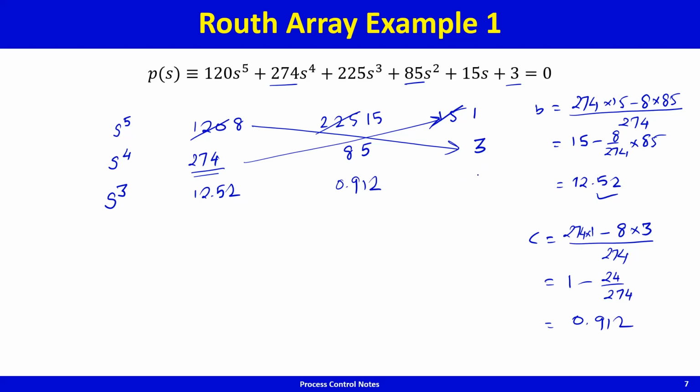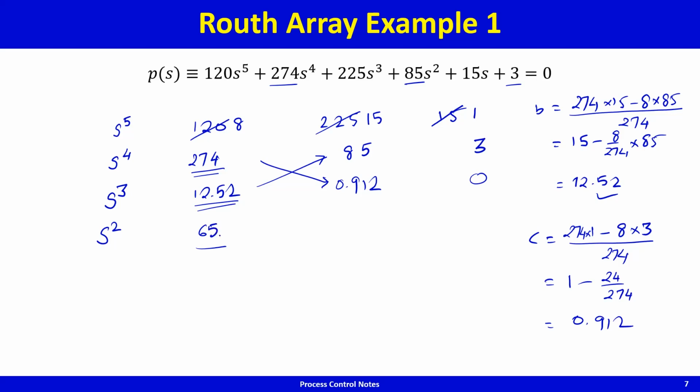Nothing over there, so we'll just say it's 0. Now go to the S square row, and if you go to the S square row, this element is going to be this times this minus this times that divided by 12.52. I'm not going to make a fool of myself. I did the calculation and confirmed it, so this guy turns out to be 65.